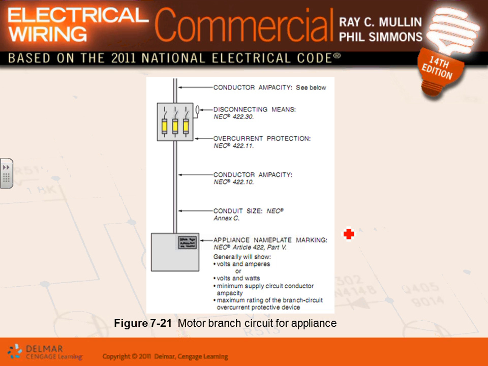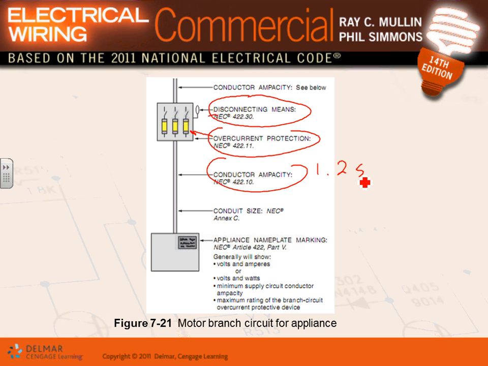Look at this one. They have a disconnect right here within the equipment, an overcurrent protection device, that fuse right in here. You have your conductors sized by 1.25. You have conduit, of course, to feed the conductors, and a nameplate that has all the information that you need to size this system.